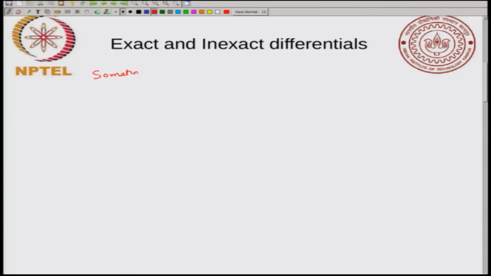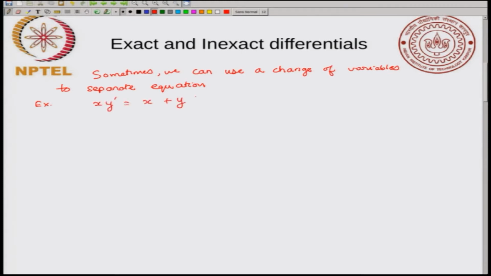Okay. So, before talking about exact differentials, I just want to mention one thing, that sometimes we can use a change of variables to separate the equation. So, your differential equation might be converted to separable form by a change of variables. An example of that is, suppose you have a differential equation x y prime equal to x plus y.